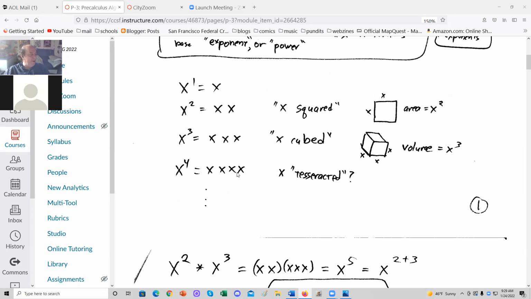I suppose if we wanted to continue with a geometric analogy, we should call it x tesseracted or something. But tesseracts are for cultists and science fiction writers, so never mind.